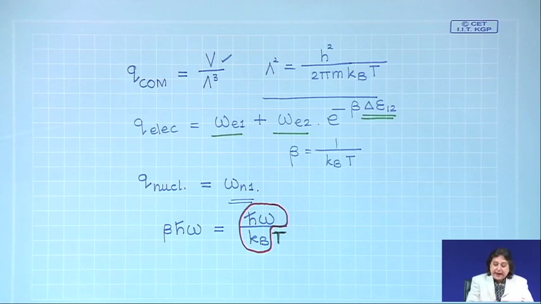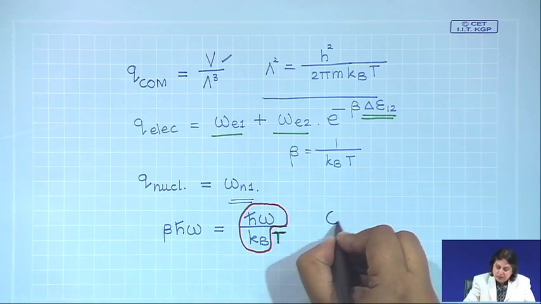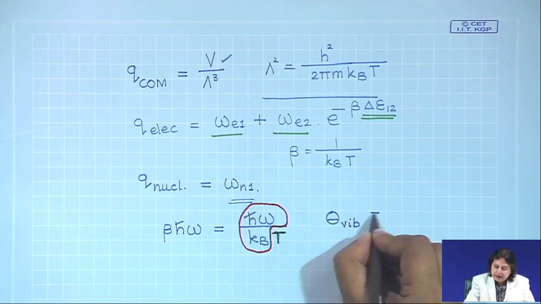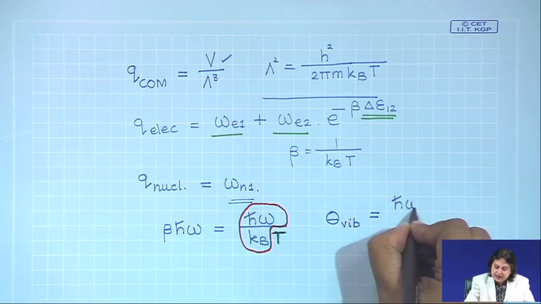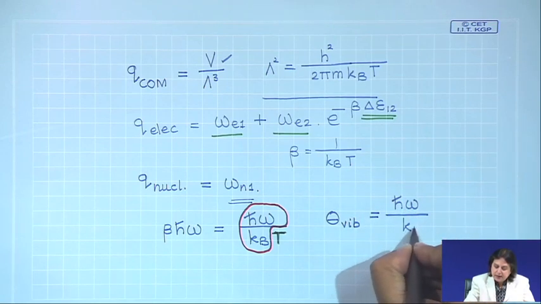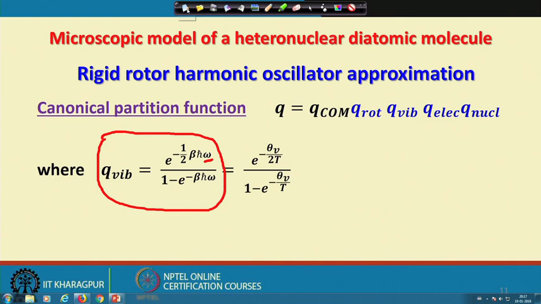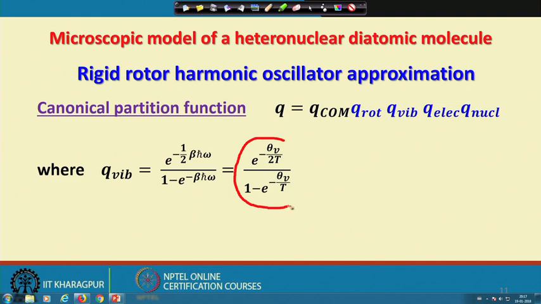And so, the characteristic property of the system is now reflected in this quantity which I call theta vibe, and I define it as h cross omega divided by kB. So, what is theta vibe? Theta vibe must have the dimensions of temperature, and if I put it back, then the expression for q vibe in terms of theta v turns out to be this. Therefore, if from your experiments you know what theta v is, then you can calculate q vibe.